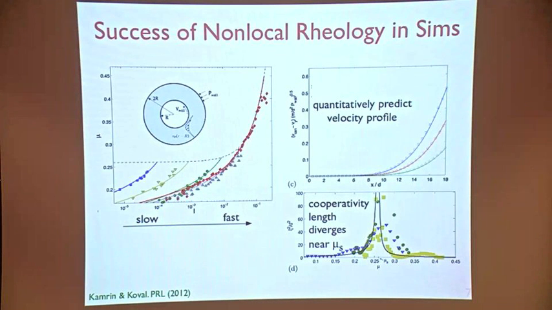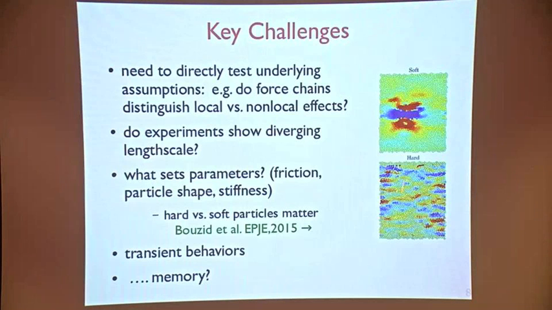I love this plot from Mehdi's paper. It says that if you change the particles from hard to soft, the heterogeneity of the flows, depending on whether or not the shear rate is increasing or decreasing, is very, very different. And yet the non-local model can capture both of these. So these really do work.